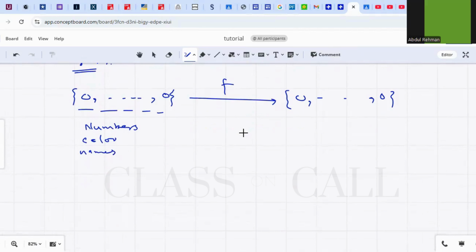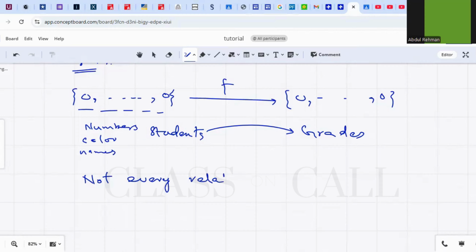So one example is a relationship between students and grades. And so for each student, there will be a grade. And so that is a relationship. And so not every relationship is a function. And so we can define these relationships in different ways. We can give a student more than one grade, but not every relationship is a function.